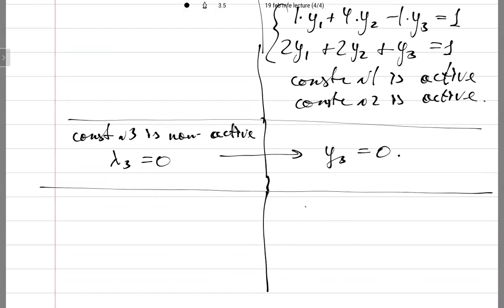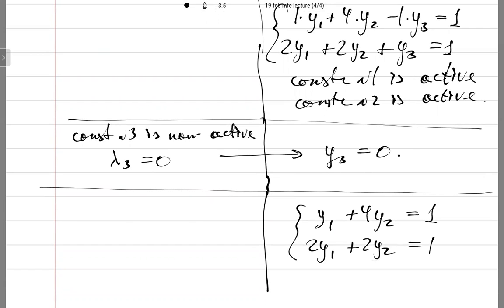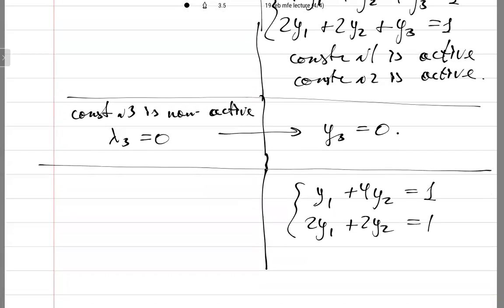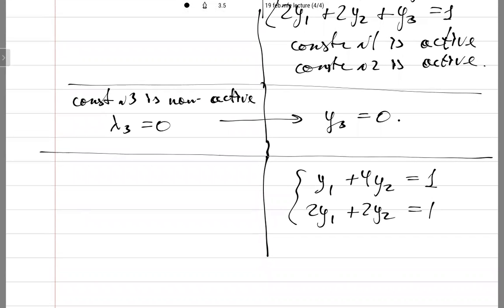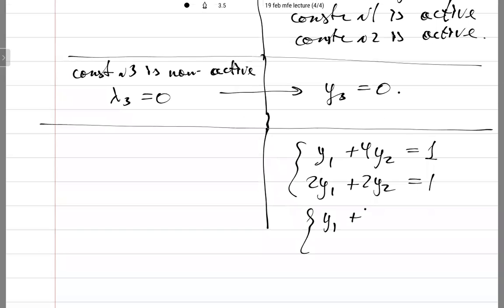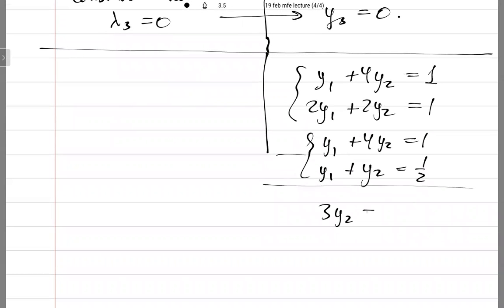And so basically, I'm just solving y1 plus 4y2 equals 1 and 2y1 plus 2y2 is equal to 1. I will simplify the second equation: y1 plus y2 will be 1 over 2. I will subtract them, and I will have 3y2 is 1 over 2, y2 is 1 over 6, and y1 is 2 over 6.